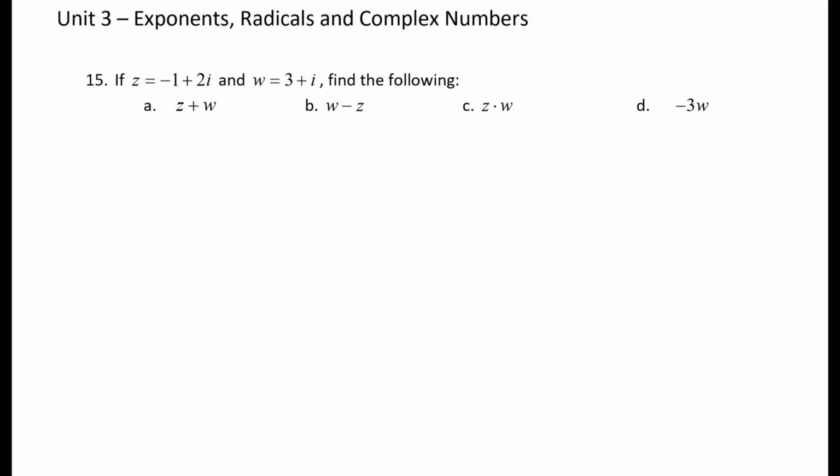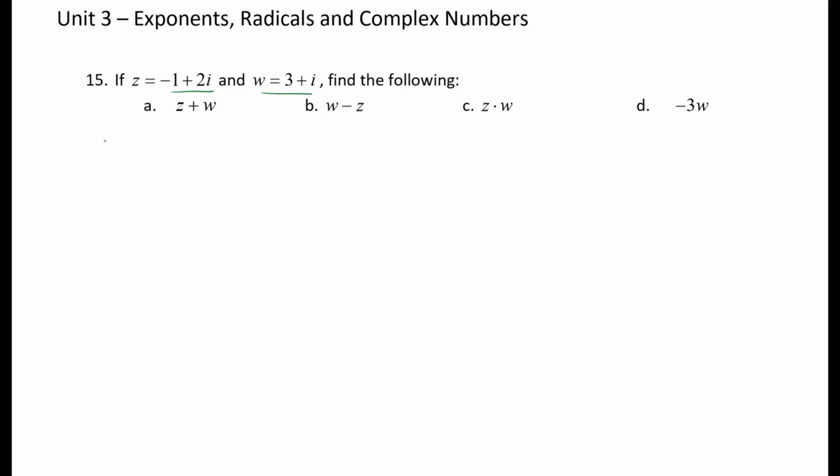So number 15 here is just a straightforward application of adding or operations with complex numbers. So we have two complex numbers, z and w, and we do various operations here. So the first one is we're just going to add them.